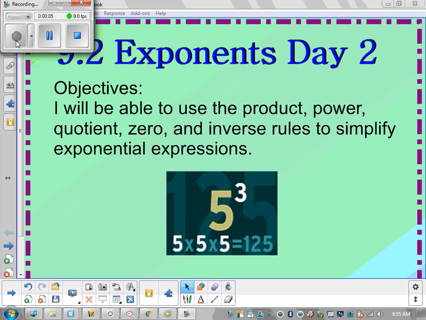Today we are starting with our second section on basic exponent rules. Take a moment and pause to write the objective. You'll be writing, I will be able to use the product, power, quotient, zero, and inverse rules to simplify exponential expressions.